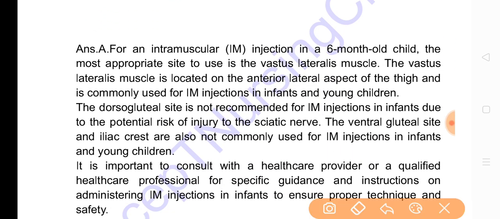For an intramuscular IM injection in a 6-month-old child, the most appropriate site to use is the vastus lateralis muscle. The vastus lateralis muscle is located on the anterolateral aspect of the thigh and is commonly used for IM injection in infants and young children.